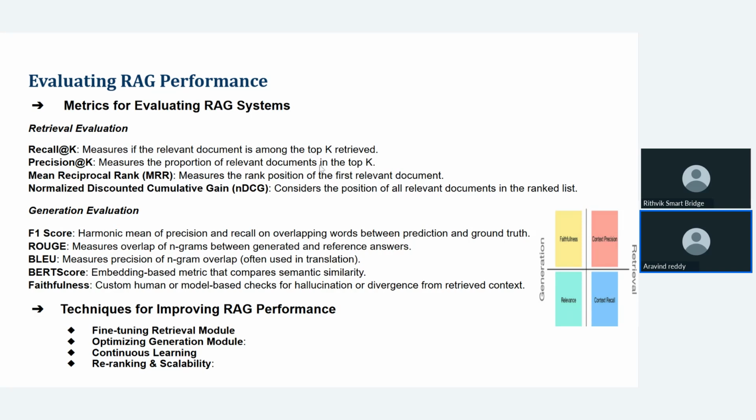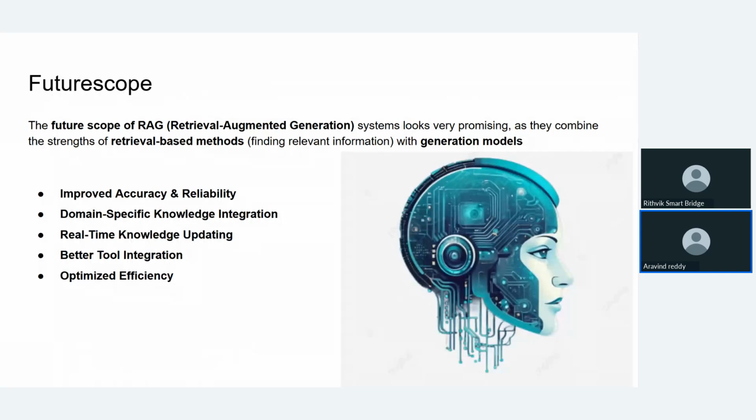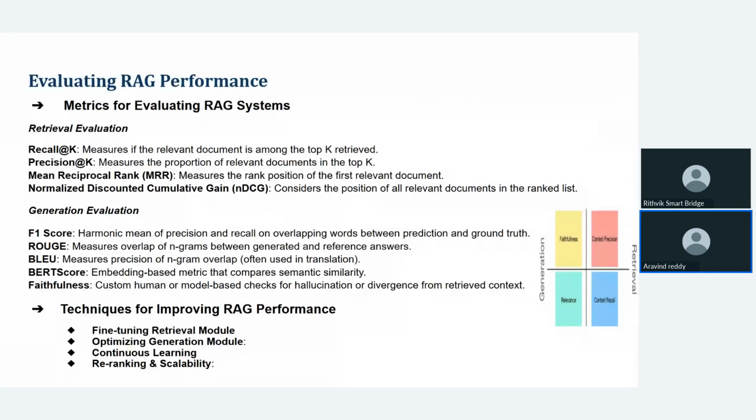Proportion in the sense that we check how well it worked, so reciprocal rank works in that way. And then there is generator evaluation. Retrieval means what information we get from the document, and in that way we check for generation evaluation.